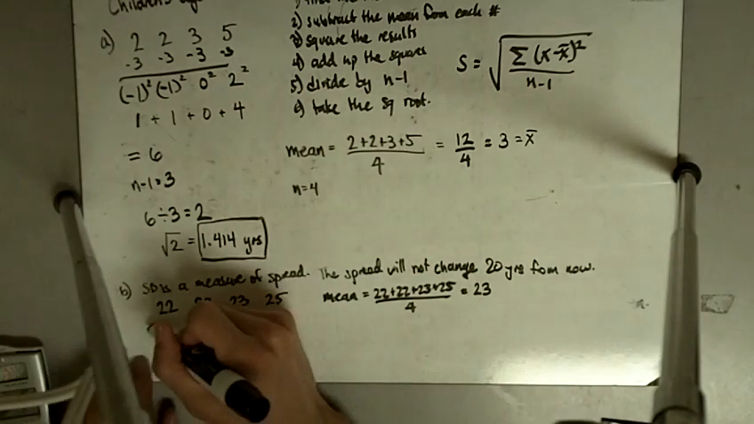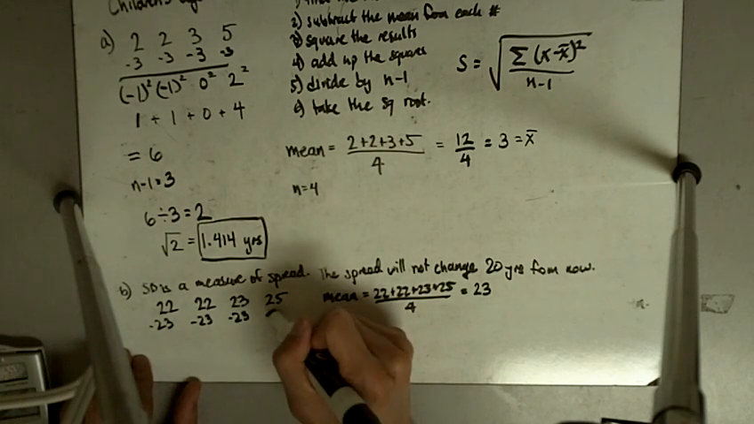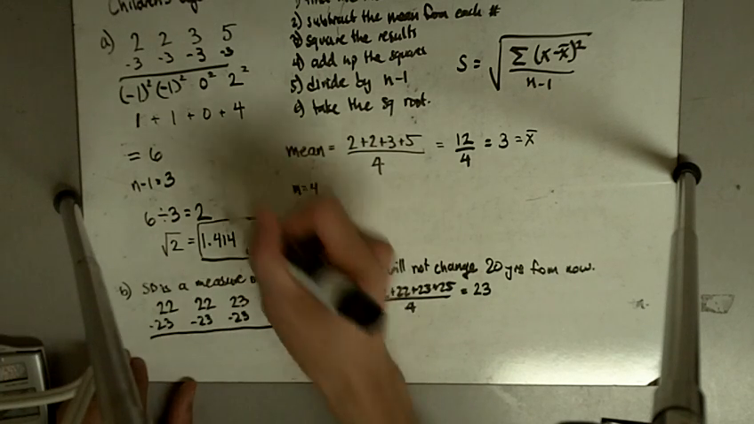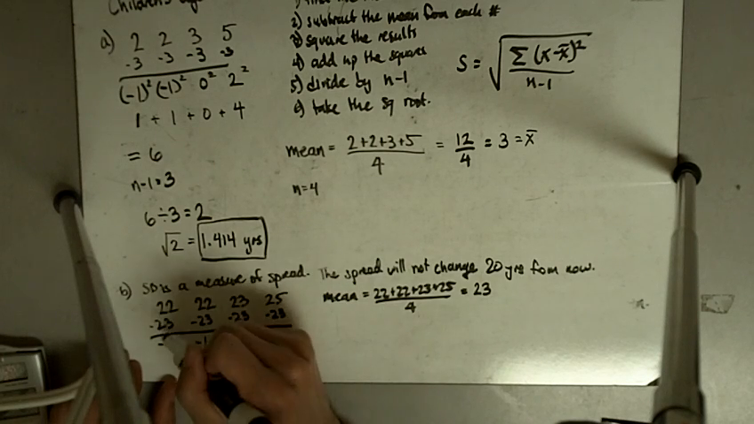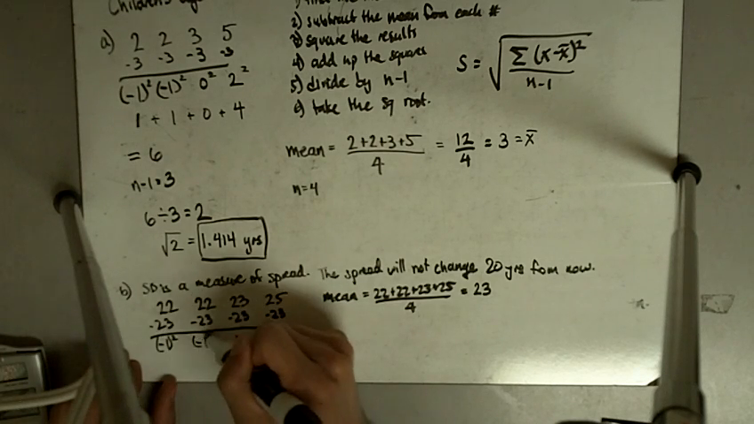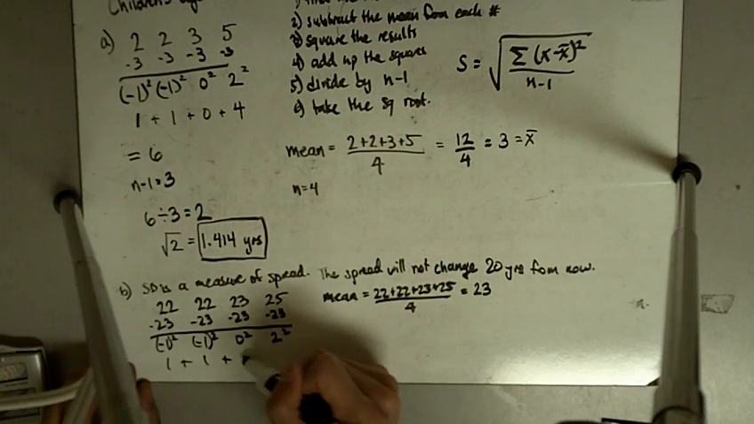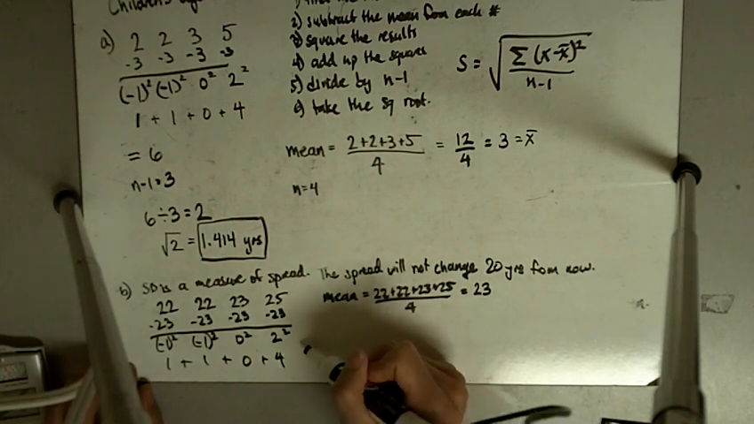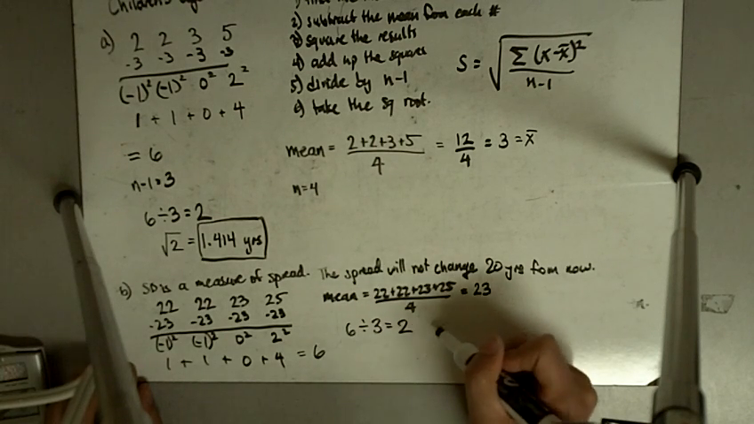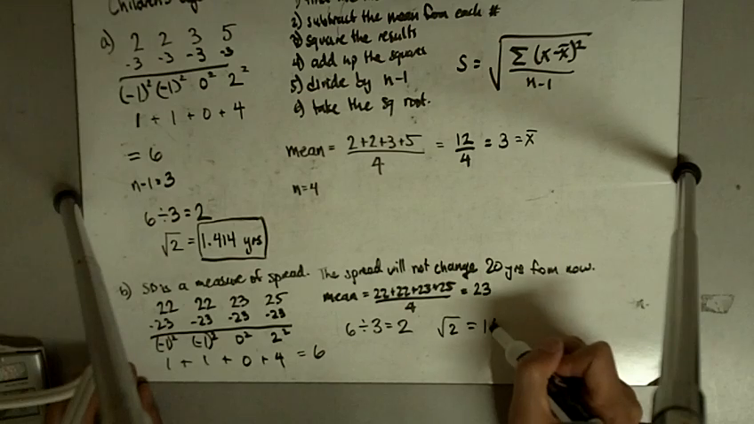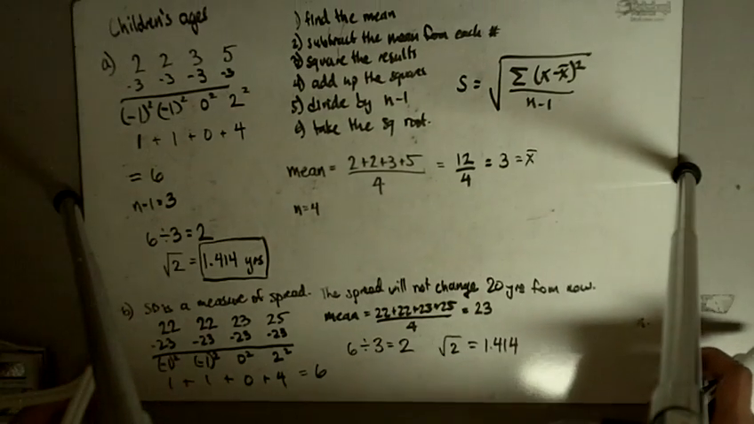I'm going to subtract 23 from each of these numbers, and you'll see that I get the same numbers, -1, -1, 0, and 2. So when I square these, I'm just going to get 1 plus 1 plus 0 plus 4, which is going to give me 6. 6 divided by 3 is going to give me 2. Square root of 2 is 1.414. So we're going to get the same exact answer that we did before.